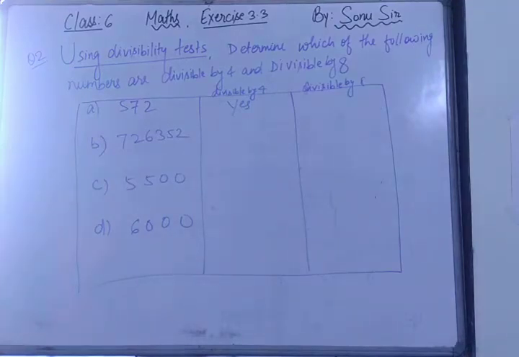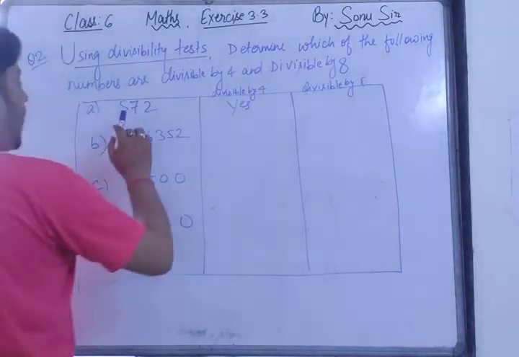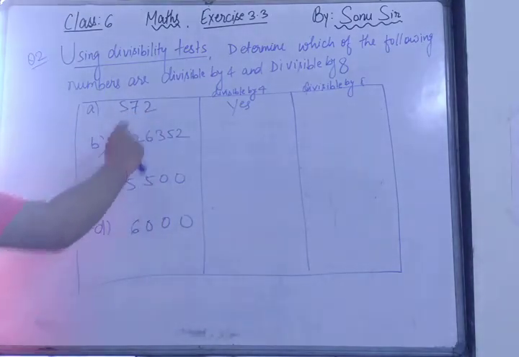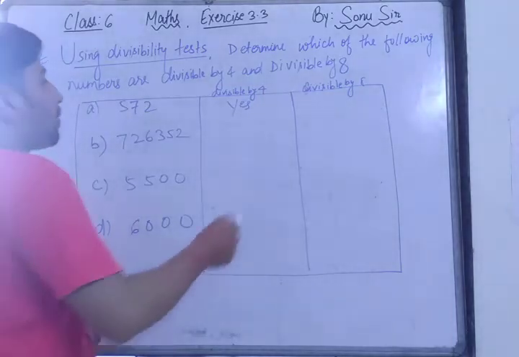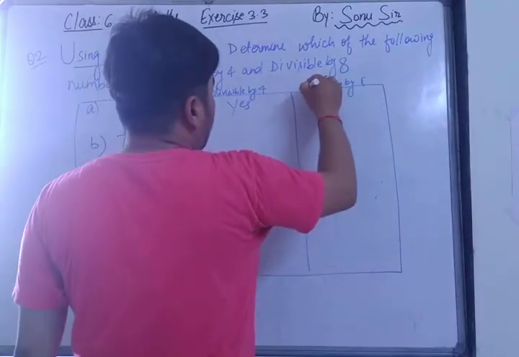Now what about 8? You have to see the last 3 digits, which are 572, and 572 is not divisible by 8. So the given number is not divisible by 8. How? You can see 8 sevens are 56, and 12, 8 ones are 8, so 4 will be the remainder, right? If 4 is the remainder, then this number is not divisible.